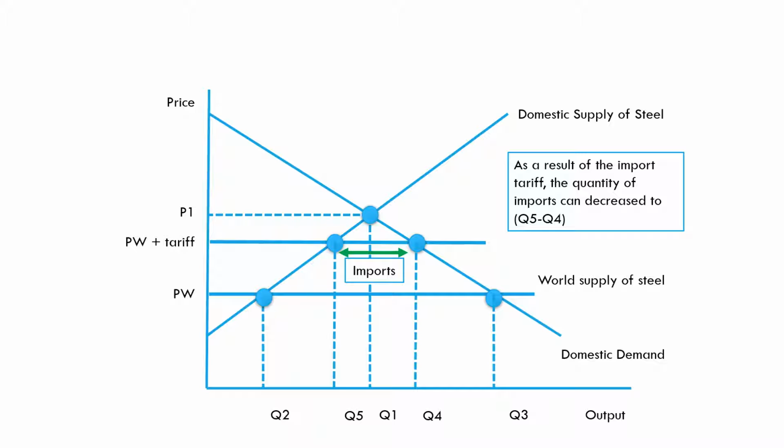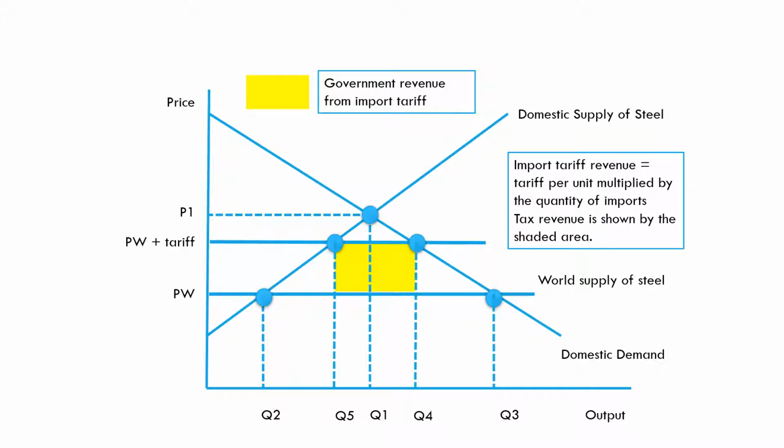What's been the impact of this in terms of welfare within our economy? Well, the first thing to note is that the government generates significant tax revenue. We can see that the value of the tariff is the gap between the two supply curves. That's the value of the tax. And it applies to all the imported goods, so the gap between Q4 and Q5. So it applies to all of these imported products. So if we multiply the tariff by the number of imports, we would be able to calculate the government revenue from the import tariff.